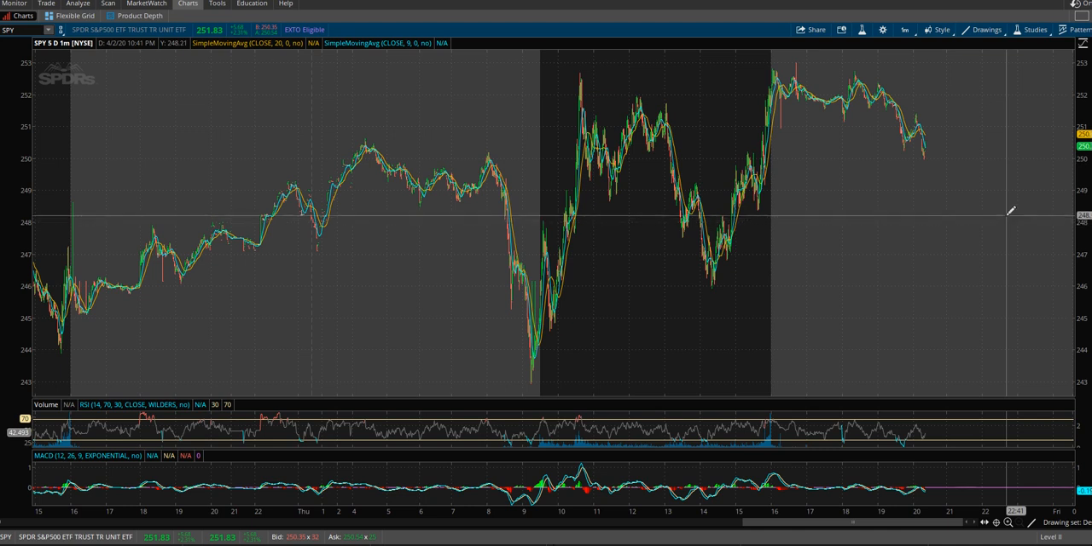Above 253, if we get cranking and we break that downward descending line, 255.40 is your next level.